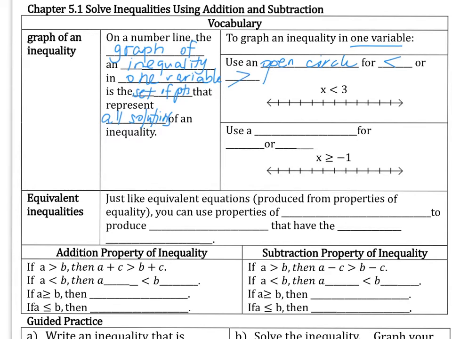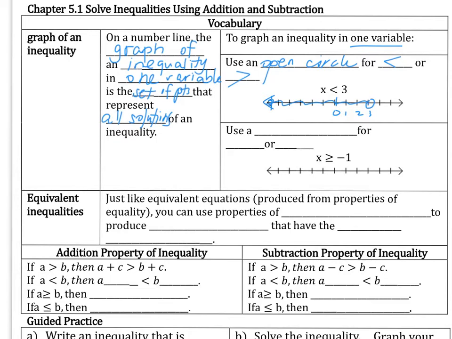So if I were to graph x less than 3, I can first mark 0 anywhere along the number line, and then since this is a less than sign, I can count 3 units to the right, 1, 2, 3, and mark an open circle and draw a line towards the left.